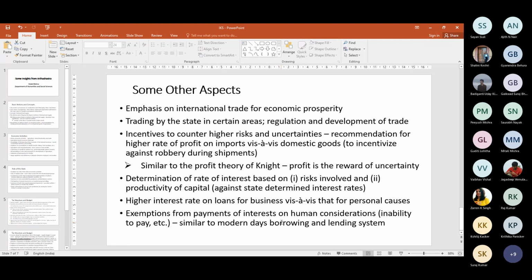Then the other important aspect is the role of trade. Of course, if we see the recent discussions on economic growth, it doesn't focus only on trade, it also focuses on investment. But again, role of the trade is recognized. There are standard theories in economics like, say, the theory of absolute advantage, the theory of comparative advantage. These theories discuss about the importance of trade and the gains from trade. Arthashastra recognized the role of international trade for economic prosperity.